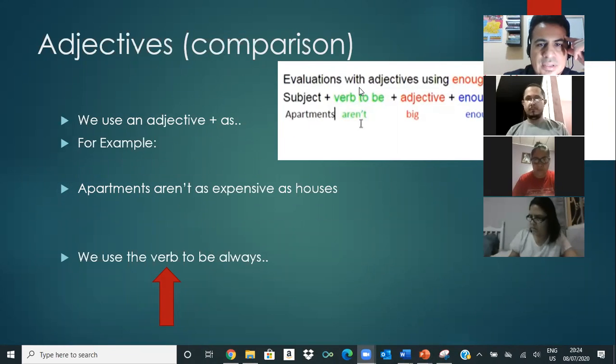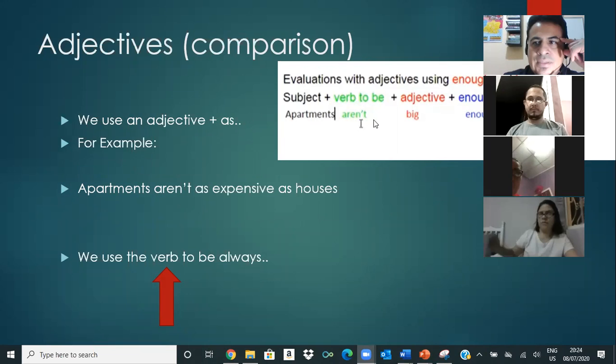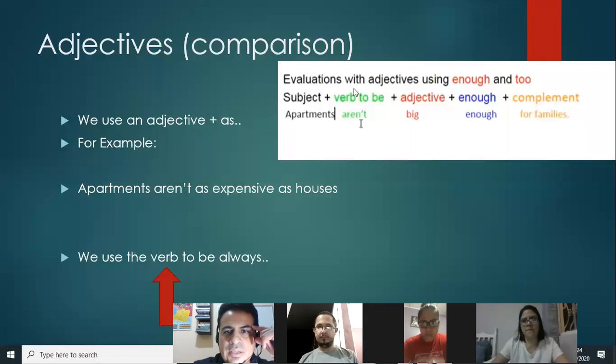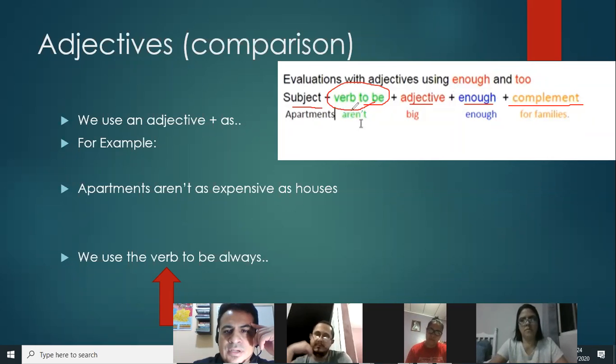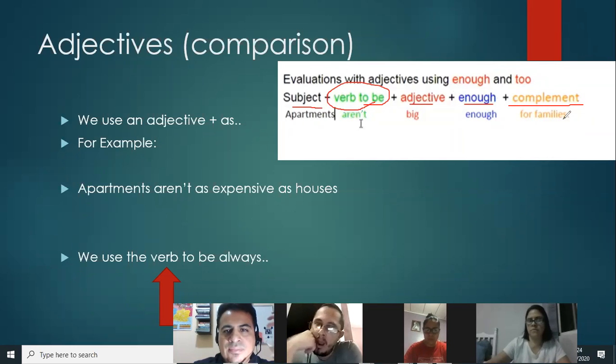Okay. Now, aquí está mi estructura. Y esta foto la tomé del video. Okay. I use subject plus verb to be, adjective, enough or to, puedo usar to también, and complement. For example, our apartments aren't big enough for families. Okay? I am basically comparing.